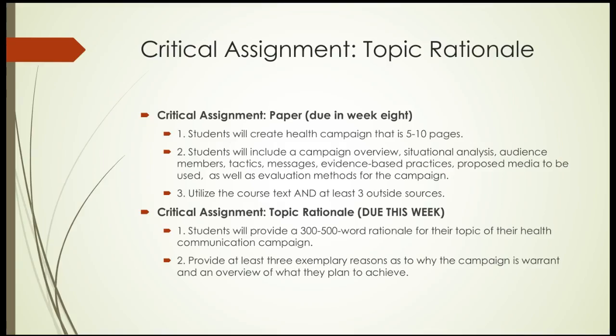If you look at the critical assignment topic rationale, we've gone from selecting 3 topics we're interested in and narrowing it down to 1 like we did last week, to now creating the rationale. The rationale is something that hopefully you can use within your campaign, as you'll be creating a 300 to 500 word rationale on your topic for your health communication campaign. You're also going to provide 3 exemplary reasons as to why this campaign is warranted and what you plan to achieve through this campaign. Remember, your health campaign is 5 to 10 pages.